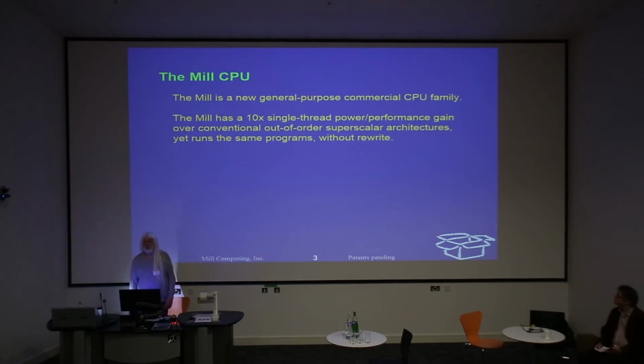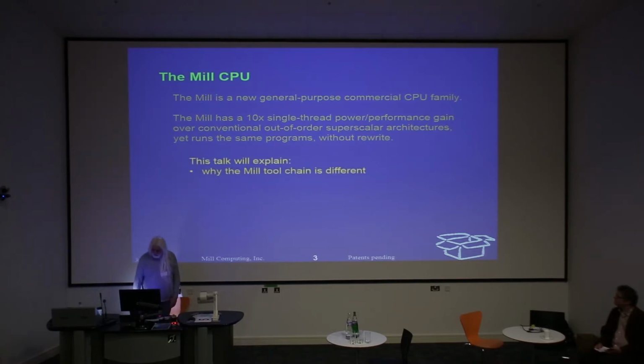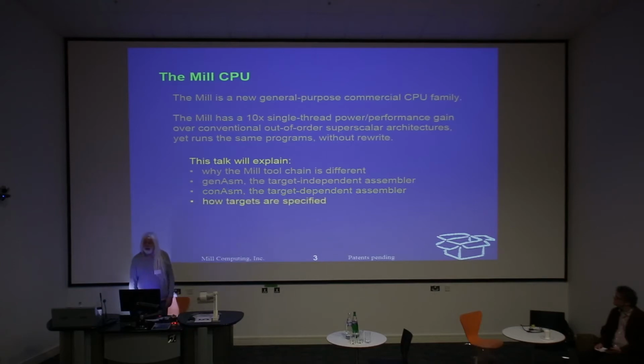and I'm prepared to justify that number, but offline, because we will get sadly distracted if people start asking me questions about that kind of thing. And we'll touch on why the Mill tool chain is rather different than most, although I did see some talks today which appeared to be addressing similar issues. We have a target independent assembler and a target dependent assembler, and how the targets are specified across the family members.